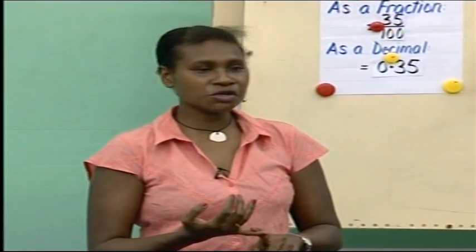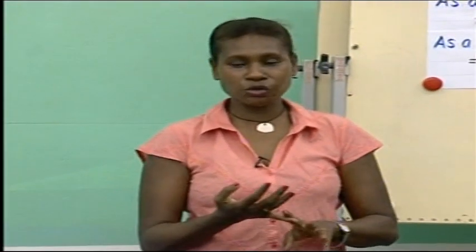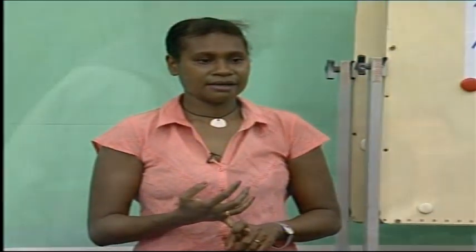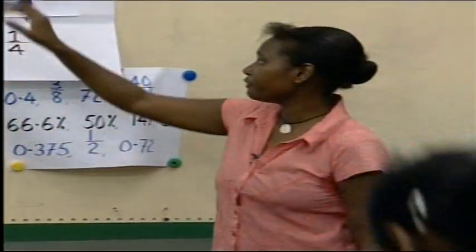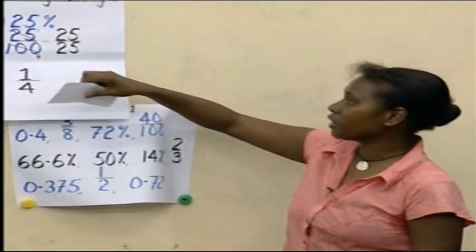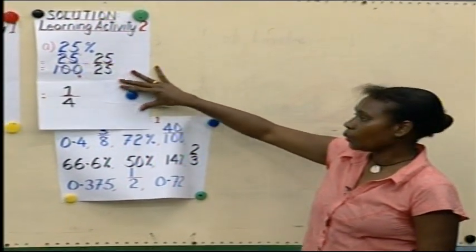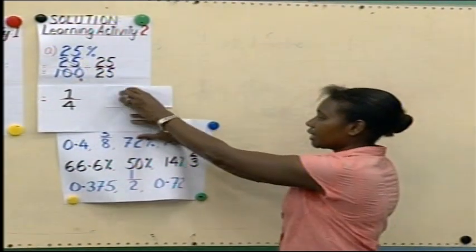What number did you use to simplify that big fraction there, or the percentage that was given? 5. Good try. You can use 5, but you are going to keep on going and going. What would be the number that you can use to get 1/4? Glenda? 25. Okay, we can use 25 to divide both the numerator and the denominator, and we will have the answer as 1/4. So that is the cancelling factor.